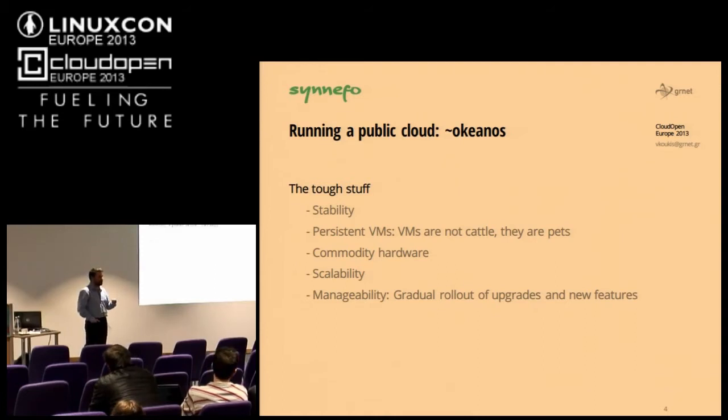These pets should run over commodity hardware. You can't scale if you have to buy big storage arrays, which are single points of failure, if you have to buy big networking equipment. We wanted it to run on as much commodity hardware as possible. Scalability, okay, the obvious need, and manageability. How do you upgrade the infrastructure? How do you roll out upgrades? How do you upgrade the kernel? How do you upgrade the lower layers? Using Ganeti has helped us immensely in that regard.